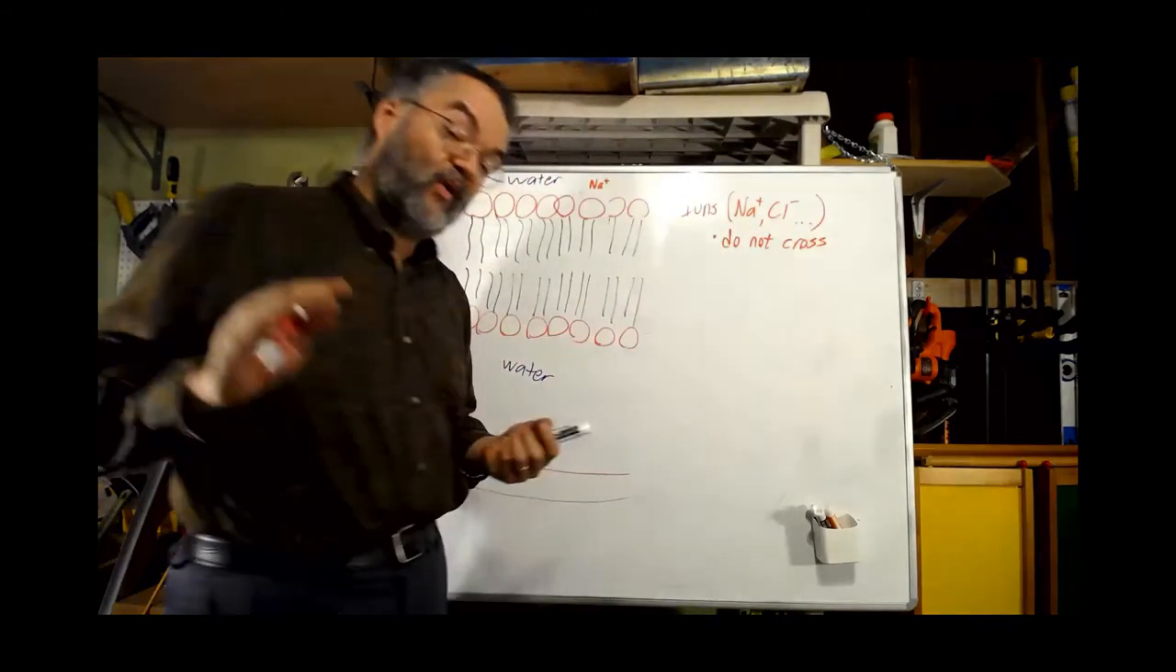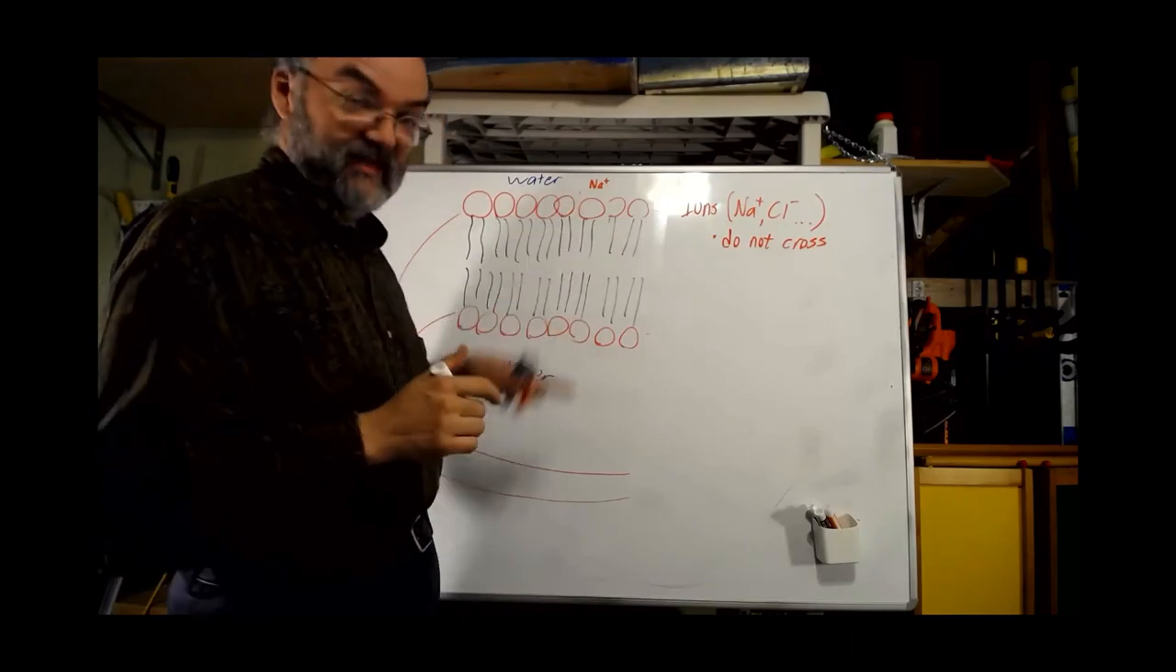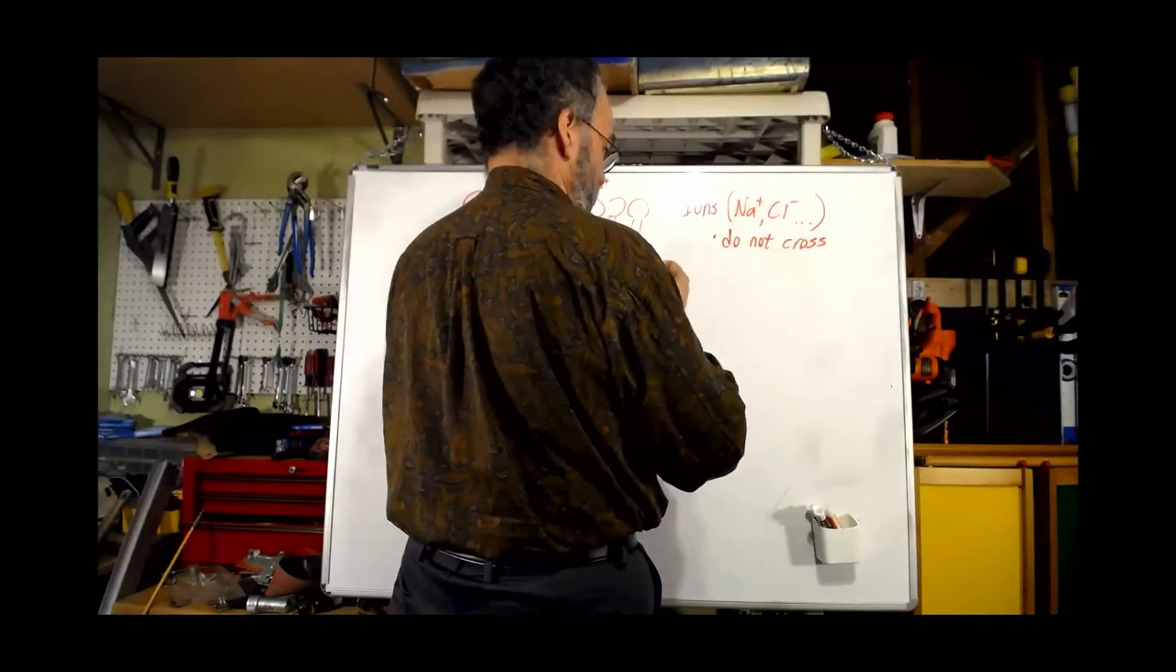Now, sometimes we want them to cross, but we're going to talk in a little bit about how that can happen without violating this principle. Let's talk about some other small things. Let's say, like, water.